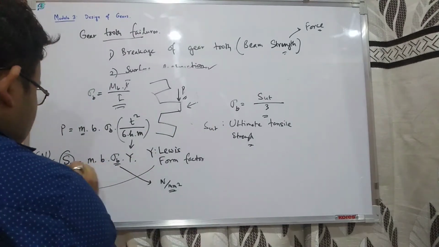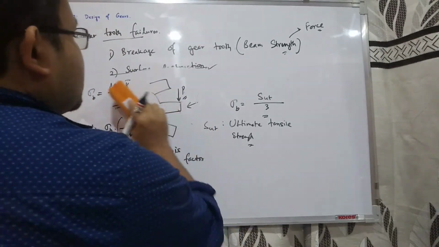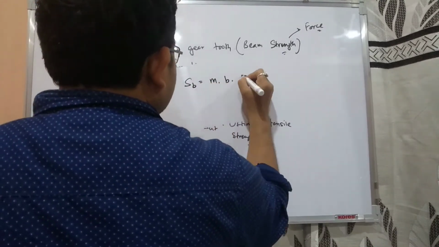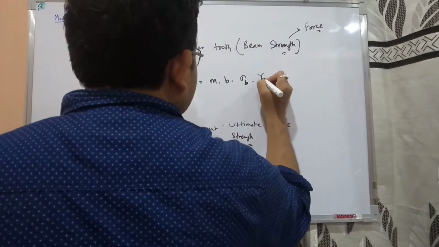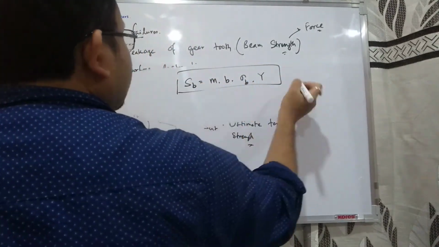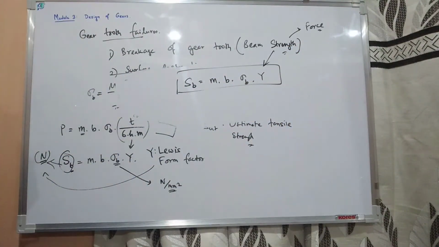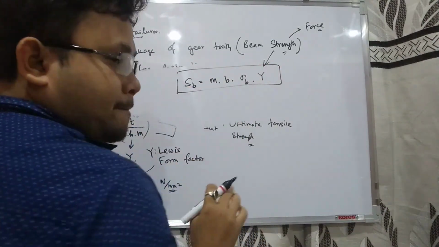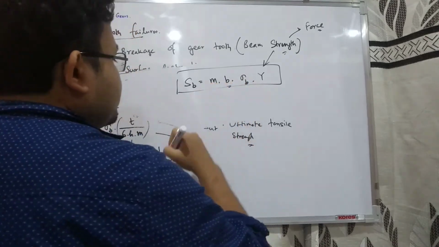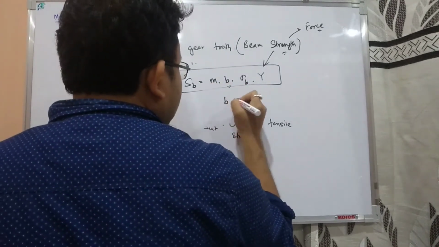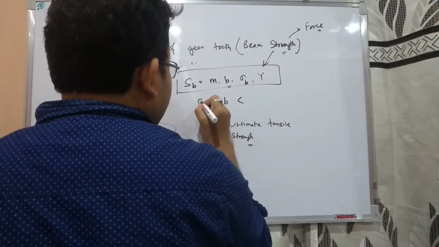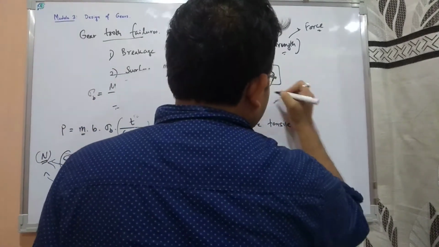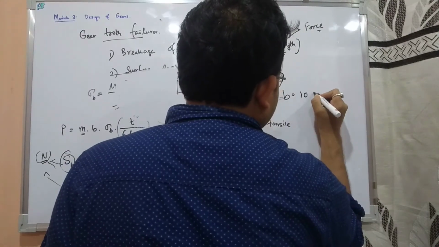So this formula now we can write as SB equals to MB sigma B into Y. So this is the formula for beam strength. When you are asked to find out a beam strength, use this formula. B is the face width. In general, B lies between 8 times module to 12 times module, and we take B as 10 times module.